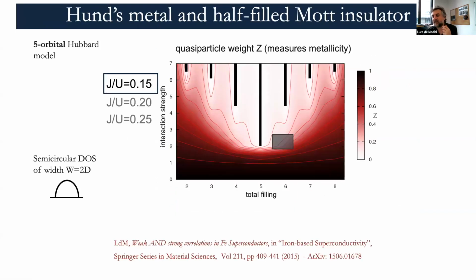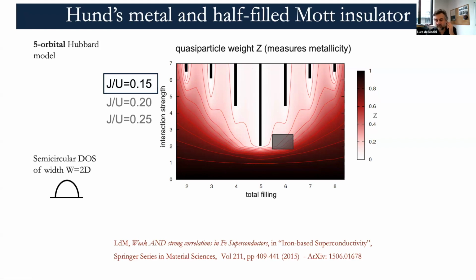And this was already clear from some calculations I published a few years ago, in which here you see all the possible fillings, I mean the central ones from 0 to 10 that you can put in a 5 orbital Hubbard model. The color code is the quasi-particle weight, so a light color means a very strongly correlated metal. And here, as a function of the interaction strength for some ratio of the Hund's coupling, these black bars are the Mott transitions that can happen at every integer filling. And here in the square, I locate more or less where you put in such a model the iron-based superconductors.